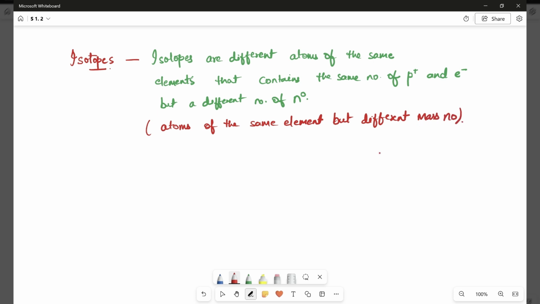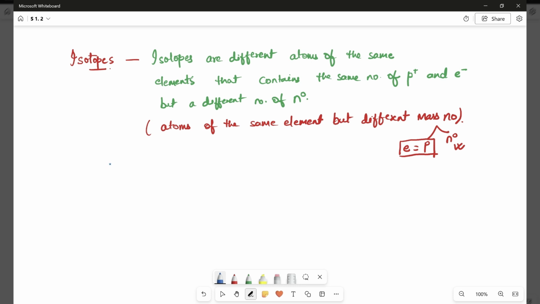And as we know, when you say different mass number, that means in mass number you have protons and neutrons, right? And we know that the electron number is always equal to the proton number. So what is actually going to differ in the isotopes is the neutron number, right? So we can say that actually there is no difference of proton number, right?